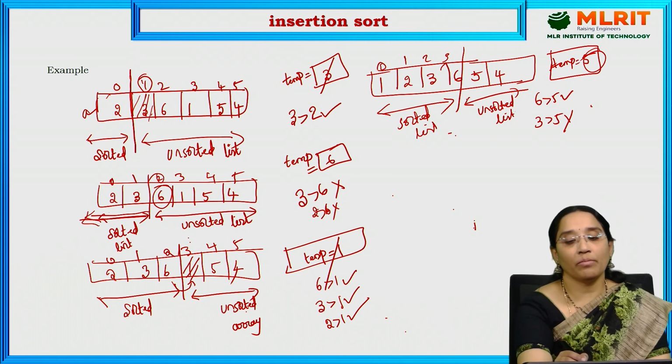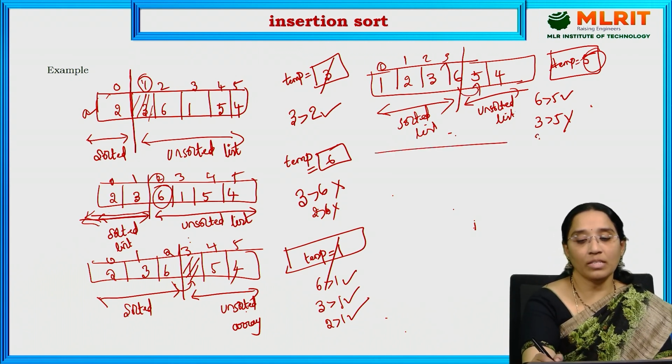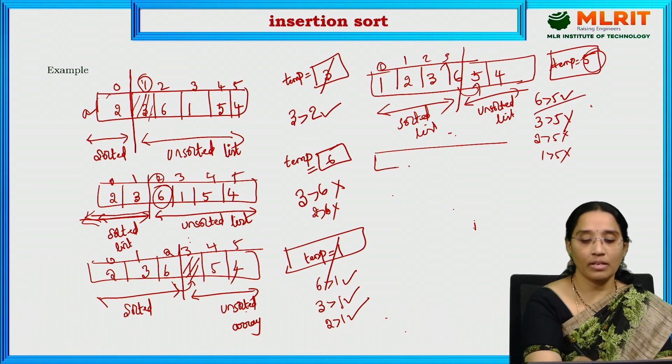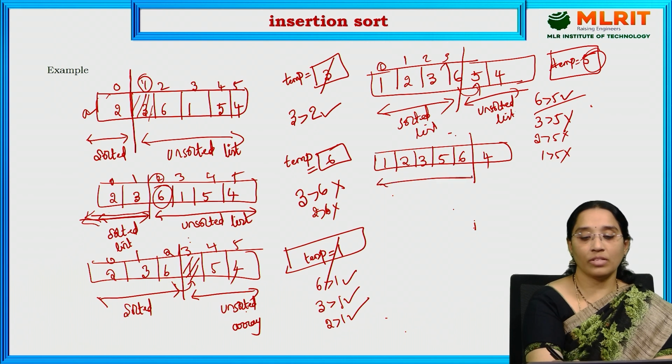So only one move. This will move one position towards the right. Again, 2 greater than 5, false. 1 greater than 5, obviously false. Only this one will move. So now 1, 2, 3, 5, 6 and 4. This is your sorted array and this one is your unsorted array.